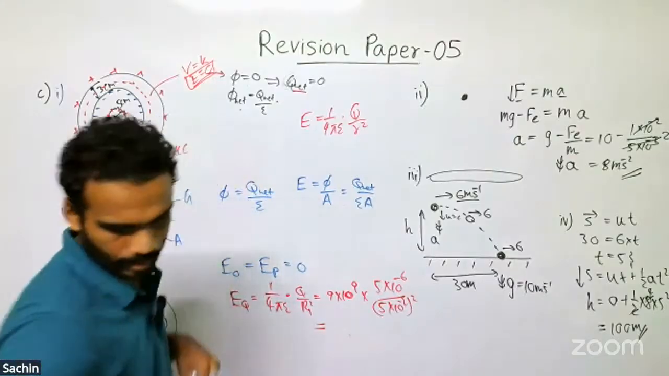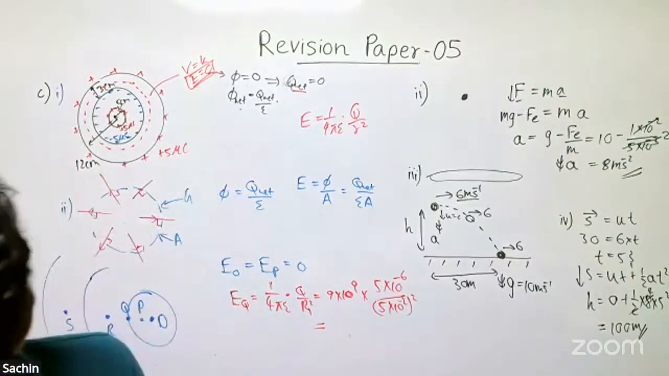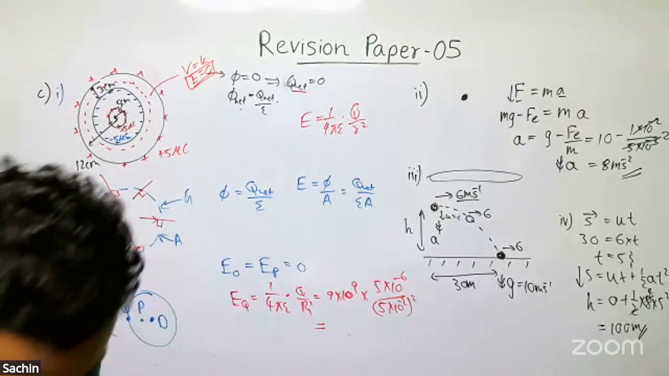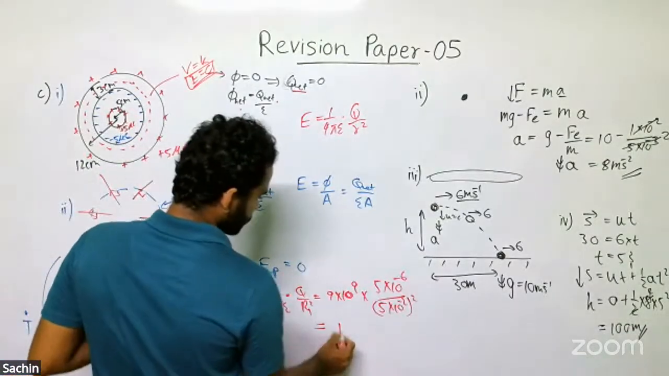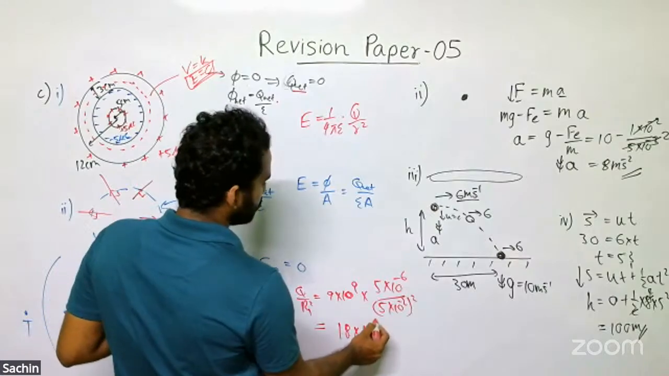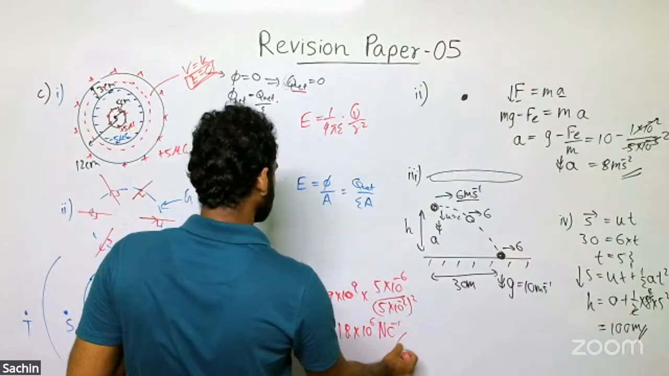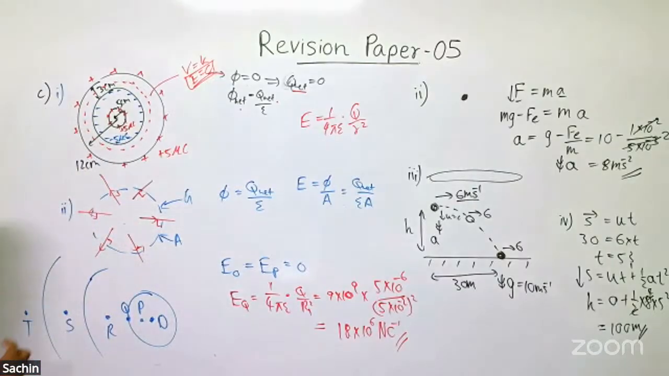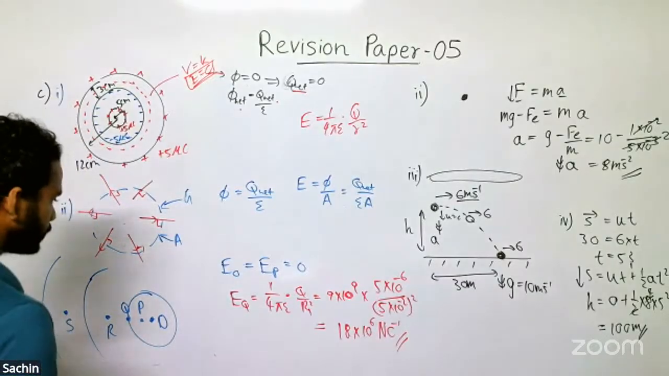Yeah. 4.7. What is the answer? 2.25 or something. Just see after you solve it. Okay, so that is the value for EQ.